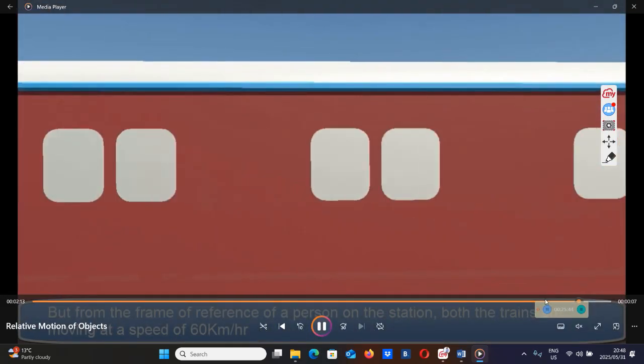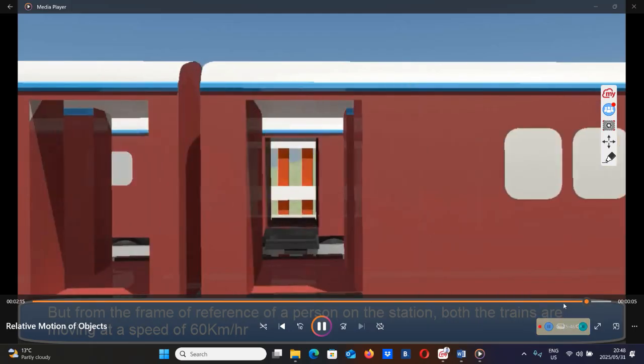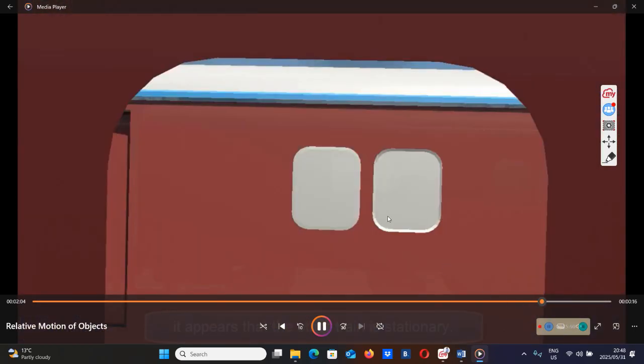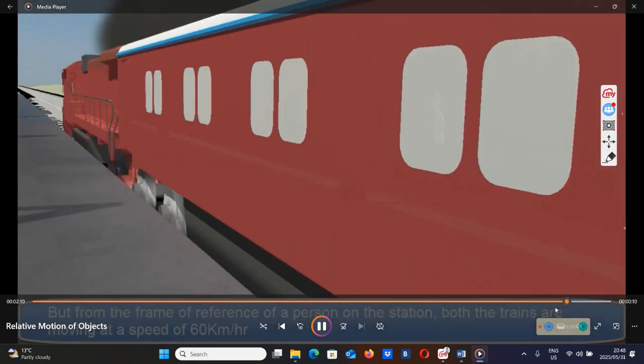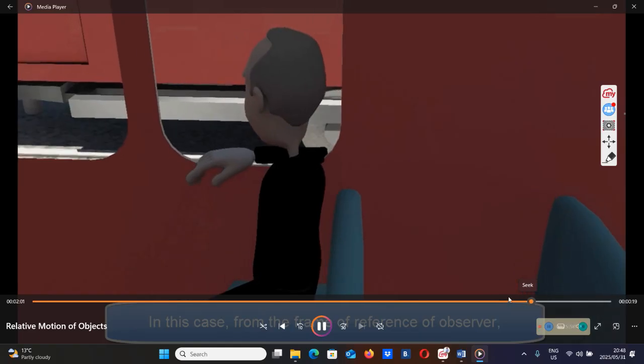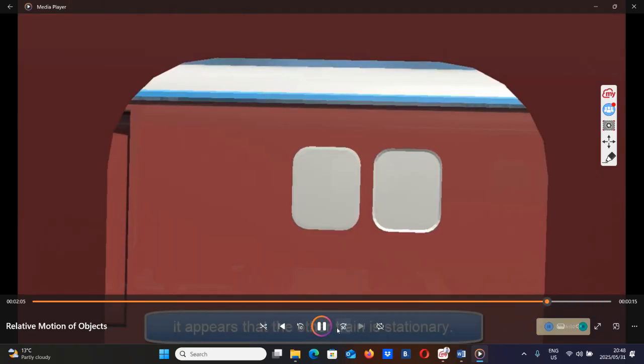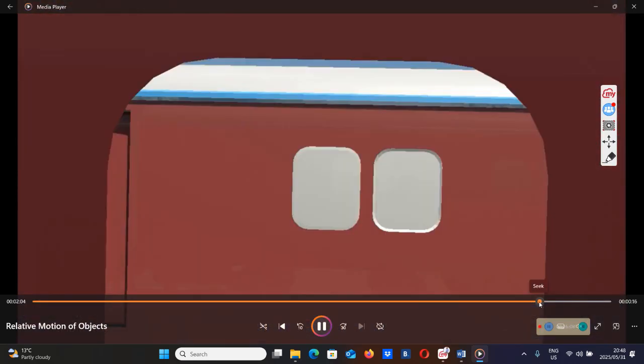Therefore, in that case, we are going to say that the relative velocity of that other train, it's zero. So why? Because it will appear as if that other train is not moving in the perspective of this guy. So this is what this guy is going to see. It seems like there is no movement at all.